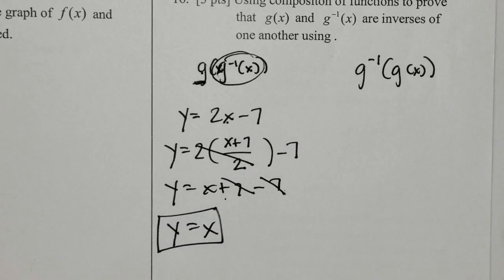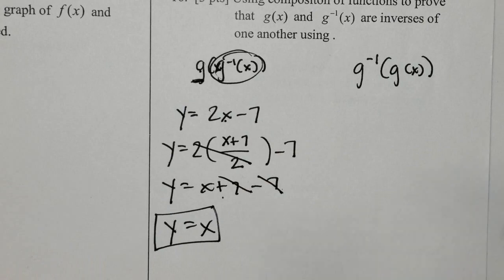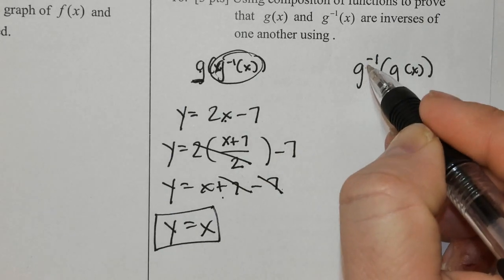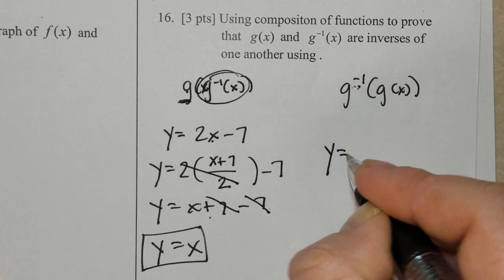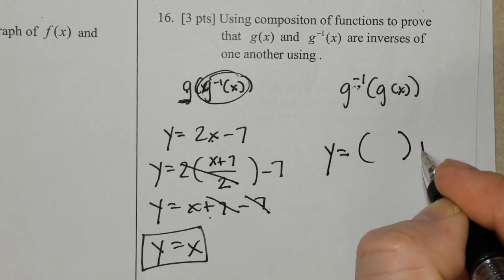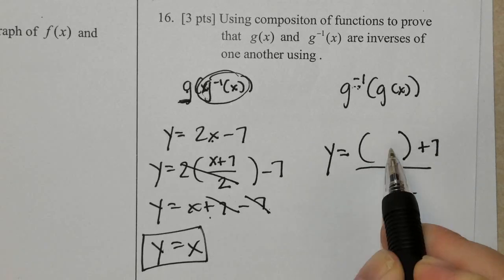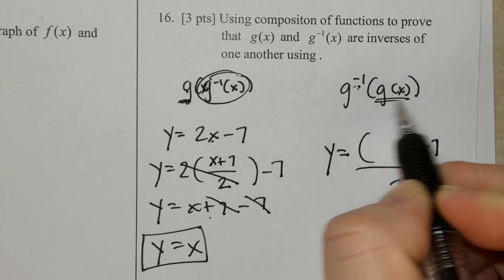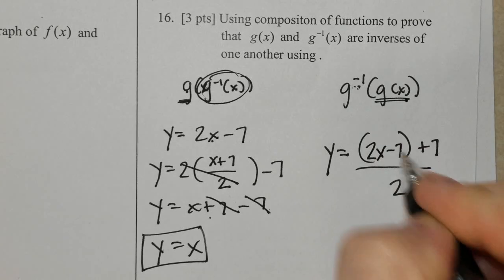So, to prove that these two are inverses, if y does not equal x, I can stop, and I can assume these two are not inverses of one another. Okay, now I'm going to write down the inverse. So the inverse is y equals x plus 7 over 2. And I left the x out so I could replace it with what g of x is. G of x is 2x minus 7.